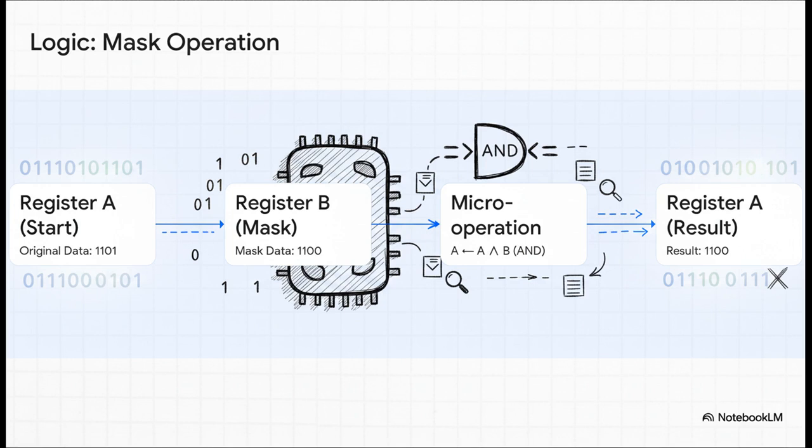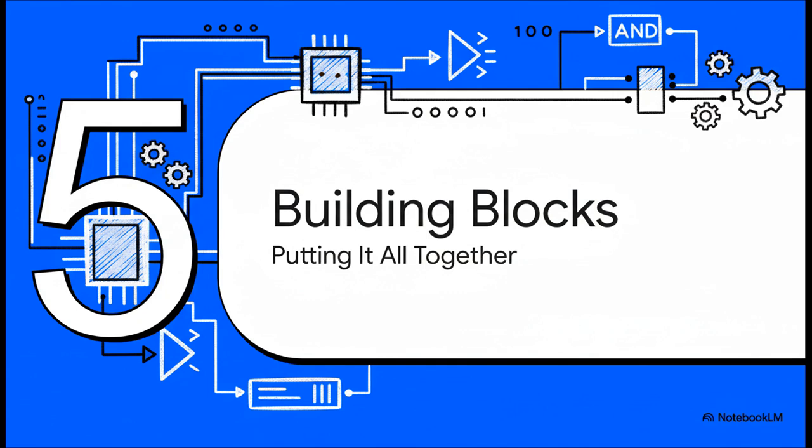The first position is 1 and 1, so the result is 1. The second is 1 and 1, so that's a 1. The third is 0 and 0, result is 0, and the fourth is 1 and 0, which is also 0. Our final result is 1100. See what happened? We used the mask to selectively clear the last 2 bits of our original data while keeping the first 2.